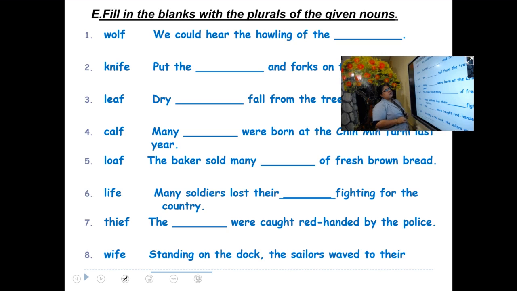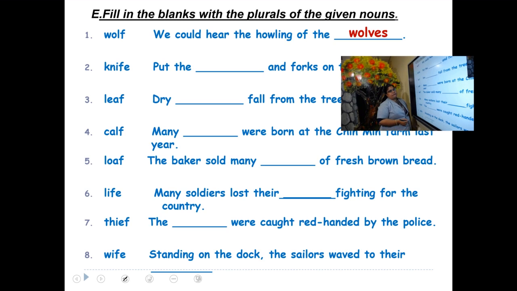Look at the first one. What's the word written there? Yes, wolf. The word ends with the letter F. So what's our rule? We can remove this F and add VES here, right? So it's possible. We remove this F and write the plural of that word. So what is the plural? Can you tell me the spelling? Yes, the answer is wolves. And what is the spelling? W-O-L-V-E-S.